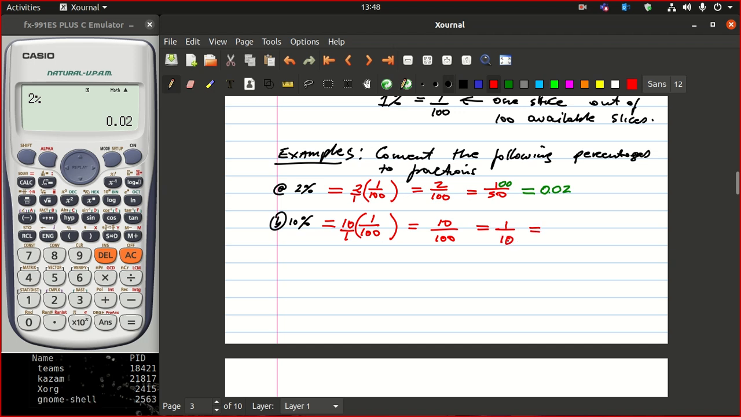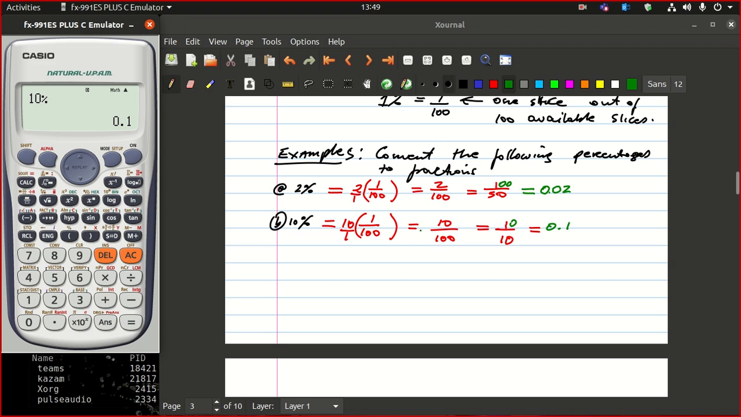Or simply put, how many 10s are contained in 1? You will find out that we don't have any, and then you add a 0. How many 10s are contained in 10? You have 1. So this is another way of converting 10%, and this 10% is actually the same as 1 over 10, or simply put, 0.1.